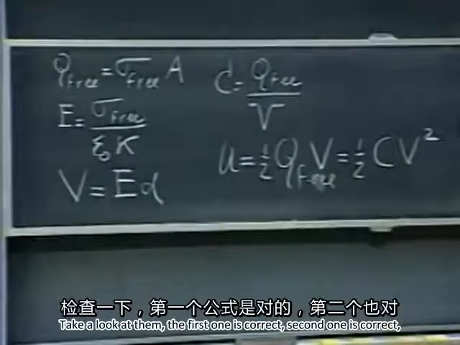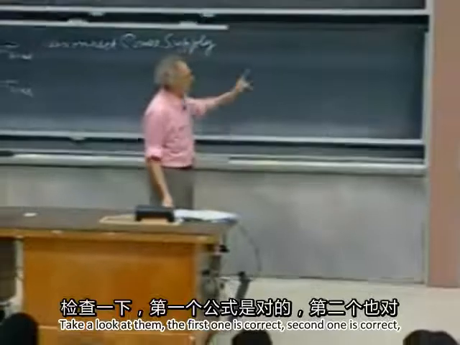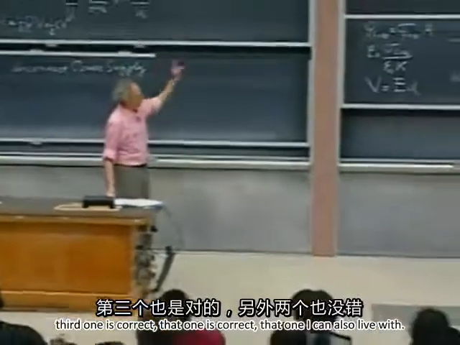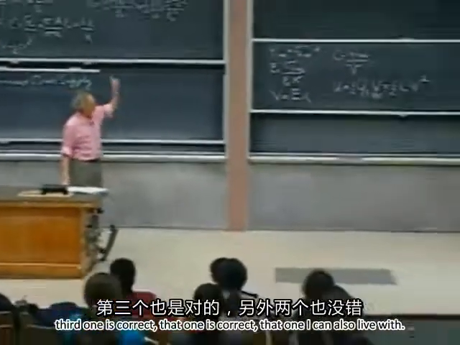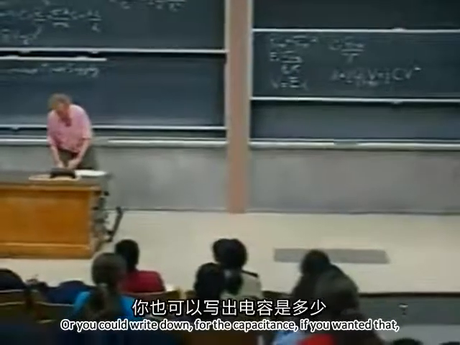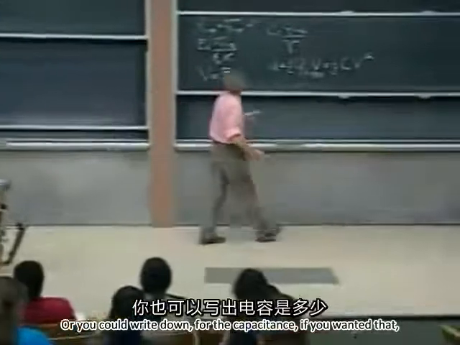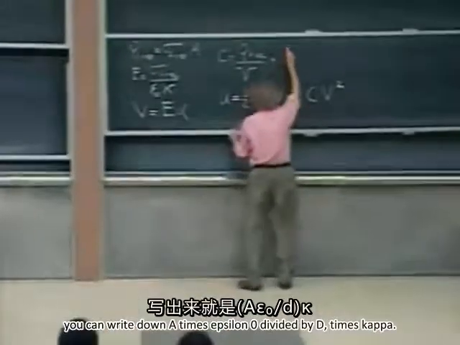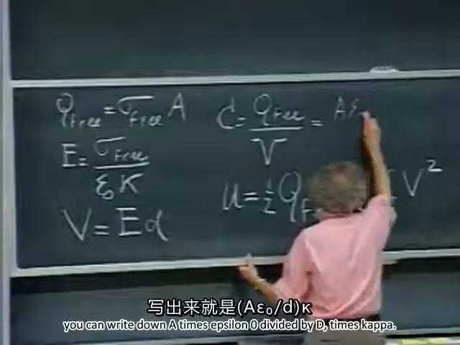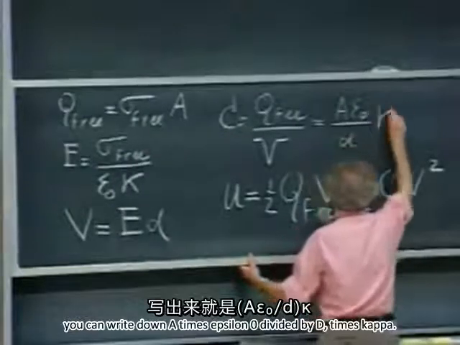Take a look at them. First one is correct, second one is correct, third one is correct, that one is correct, that one I can also live with. Or you could write down for the capacitance, if you wanted that, A times epsilon 0 divided by D times kappa.